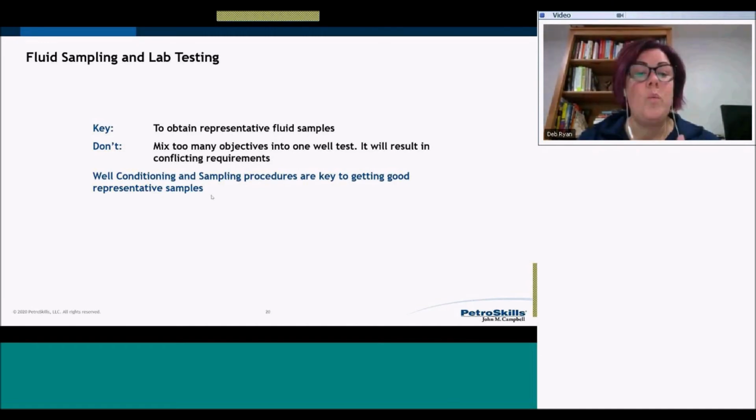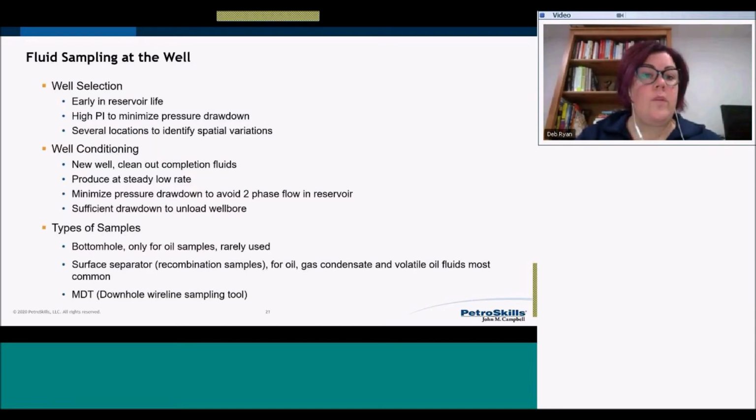So working with the operations team to make sure that the well is conditioned and that the sampling program is set out with the right objectives and that everybody is on board with what the objectives are so that we can collect the best data and the best samples for our reservoir characterization is absolutely key. So for well selection, we want early in well life, usually before production data if possible.